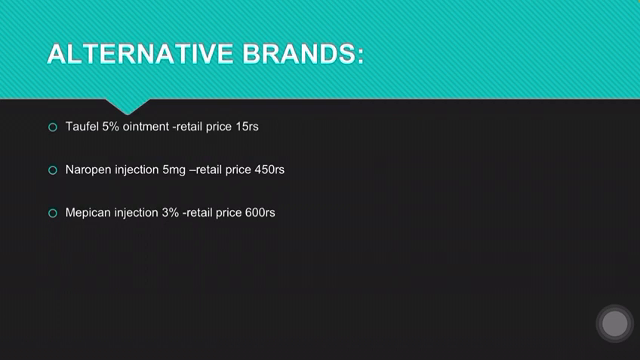Alternative brands, Toffel 5% ointment, the retail price is 15 rupees. Naropen injection 5 mg, retail price is 450 rupees. Mepicaine injection 3%, retail price is 600 rupees.